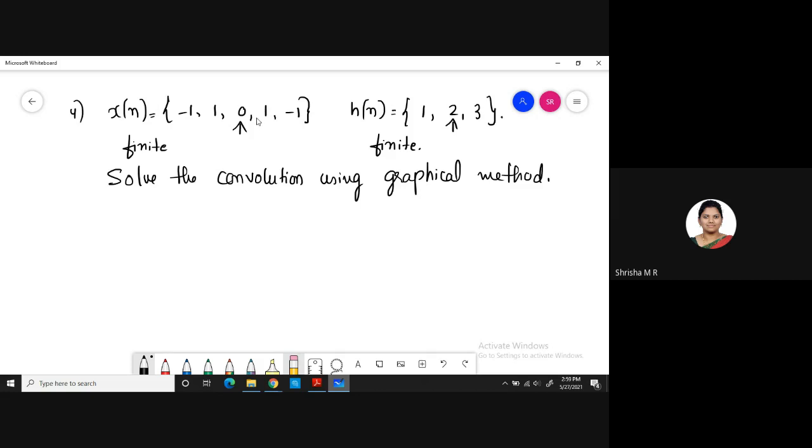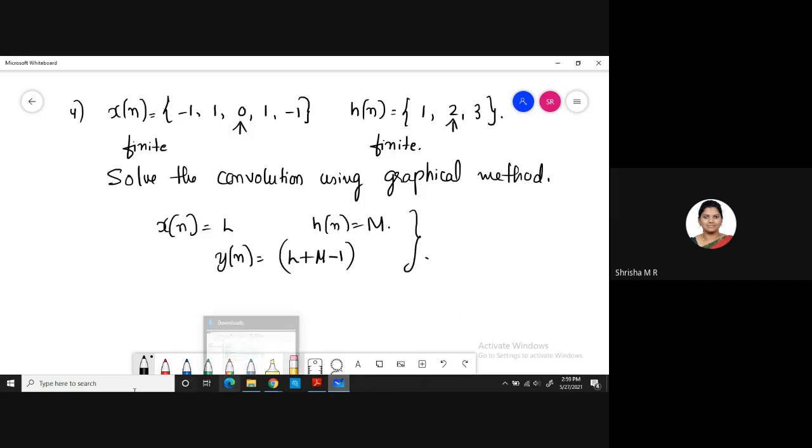If x of n is of length L and h of n is of length m, it is 3 here and it is 5 here, then your convoluted sequence y of n will be of the length L plus m minus 1. This you have to remember. If x of n is of the length L and h of n is of the length m, then y of n, the convoluted sequence, will be of the length L plus m minus 1.